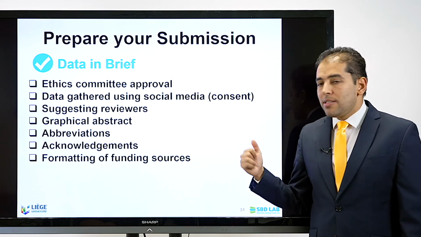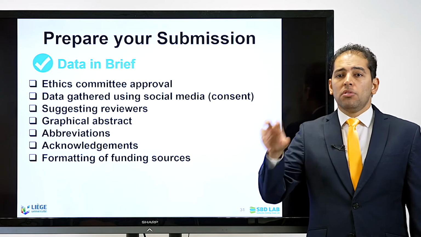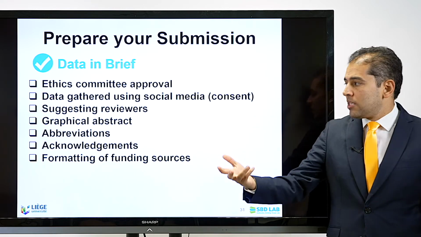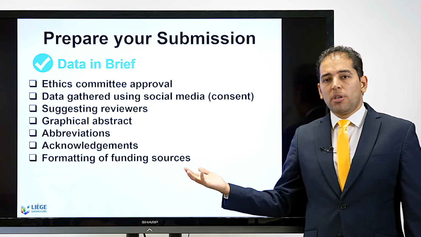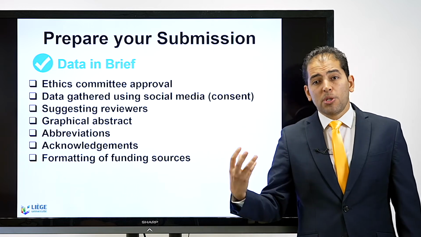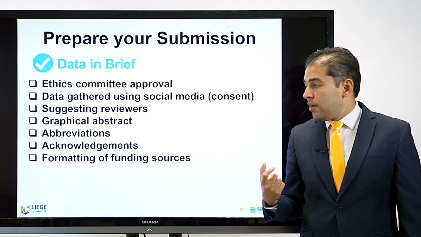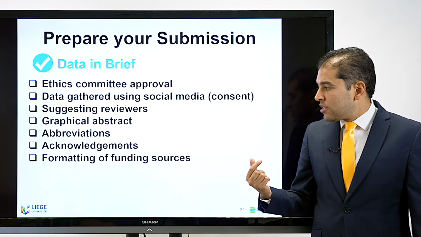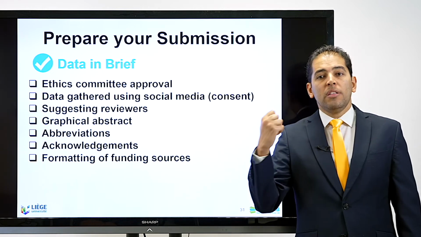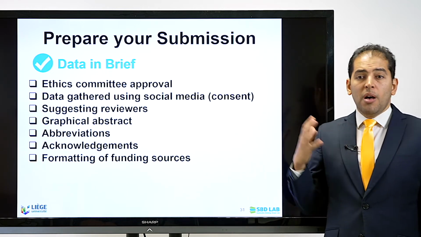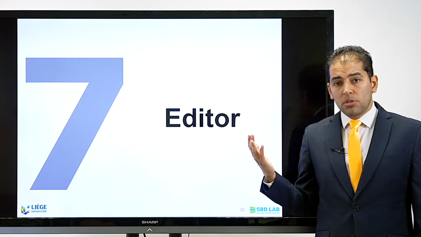Then I have to suggest some reviewers to help the editors, because sometimes the editors are not in your field, so you give them 3 names at least for reviewers. You have to associate your work with a graphical abstract to make it more visible in the online version. You may also have a list of abbreviations, acknowledgements, and for sure you must have an indication of who the funding sources of your work are. By that, you can submit and your work is ready to be reviewed.